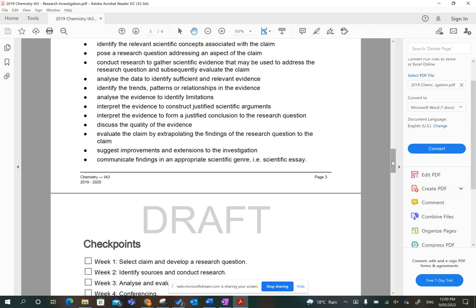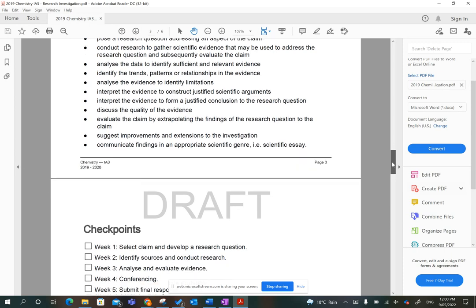Okay, it's okay not to be able to fully answer the claim from your research question, because your research question won't address all aspects of the claim. Okay, after that, you make some suggested improvements and extensions.